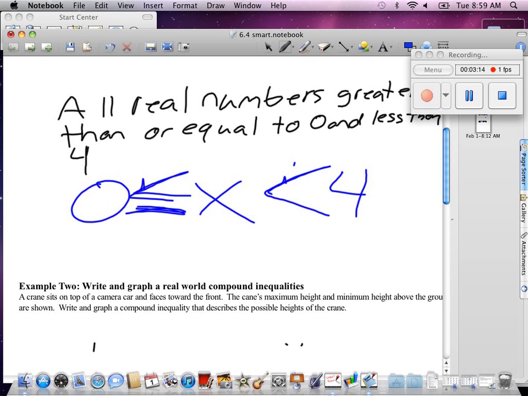Then we simply make our graph. We've got 0 and we've got 4. Closed circle over 0, but open circle over 4, and they're pointing towards each other.